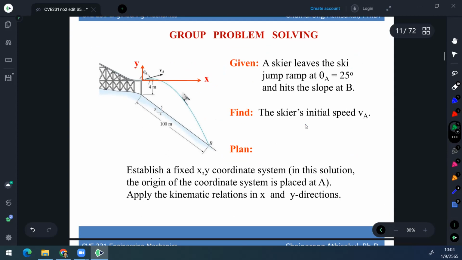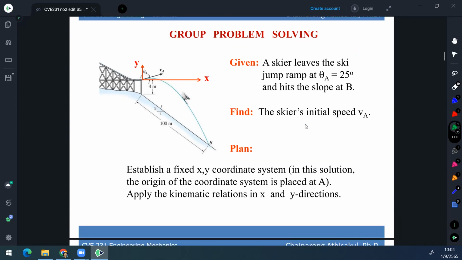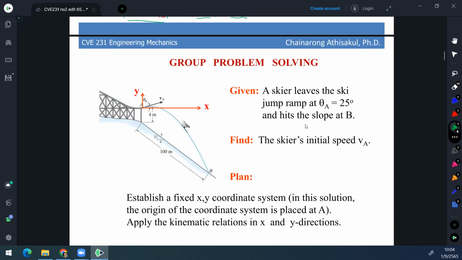And then let's take a look at this problem. We have a skier leaving the ski jump ramp at point A with an angle of 25 degrees, and he hits the slope at point B. So we would like to find the initial speed VA.